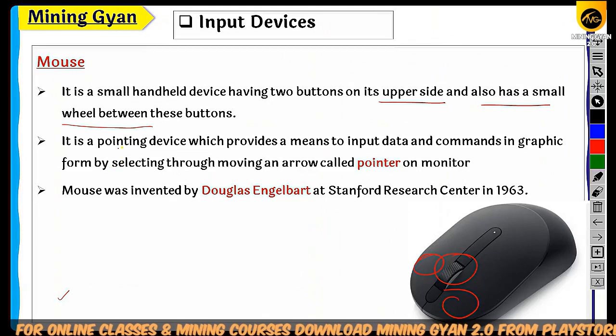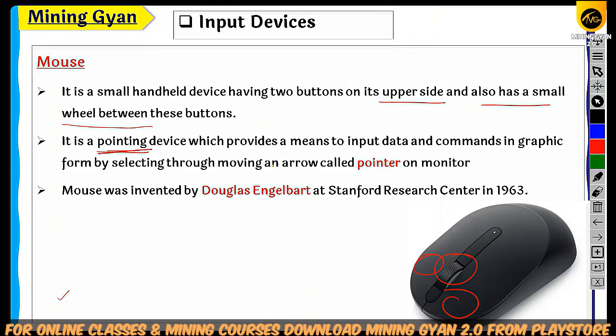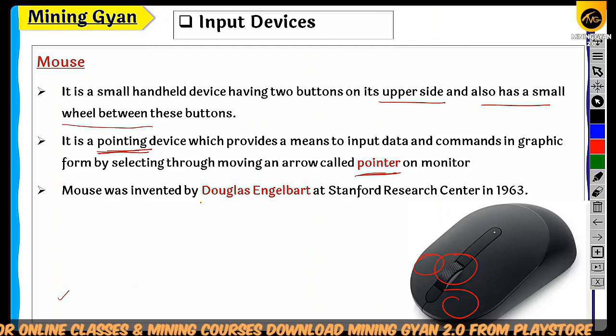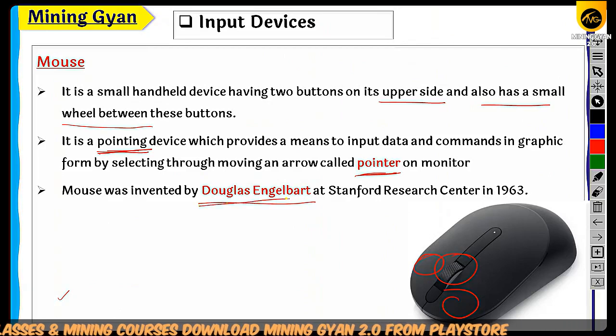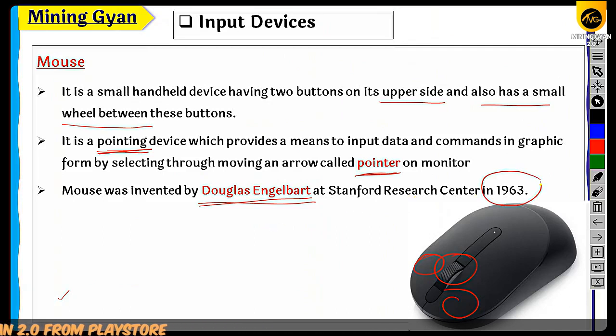Basically the mouse is the pointing device which provides a means to input data and commands in graphic form by selecting through moving an arrow called the pointer. So by moving the arrow you can give commands in graphic form to the computer. Mouse was invented by Douglas Engelbart at Stanford Research Center in 1963.